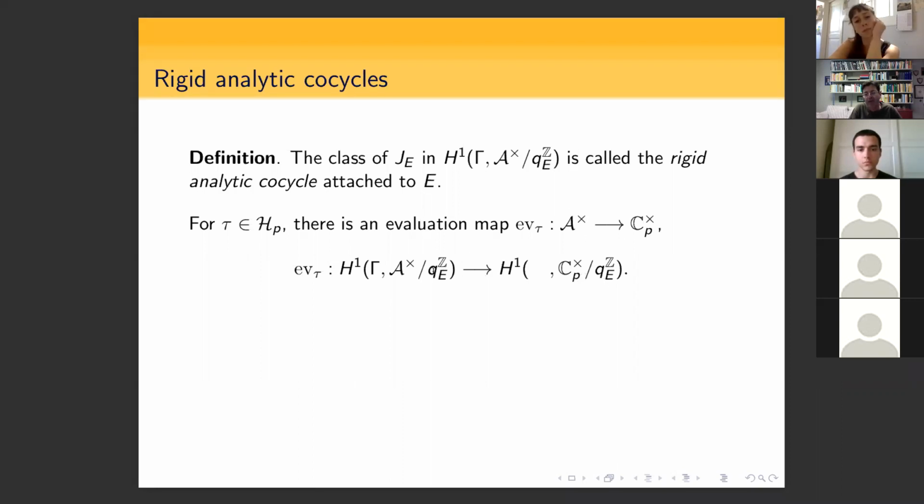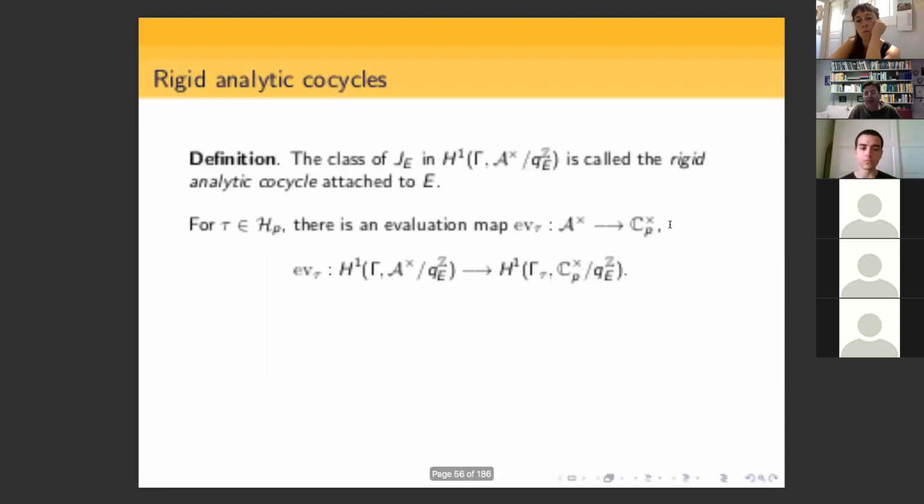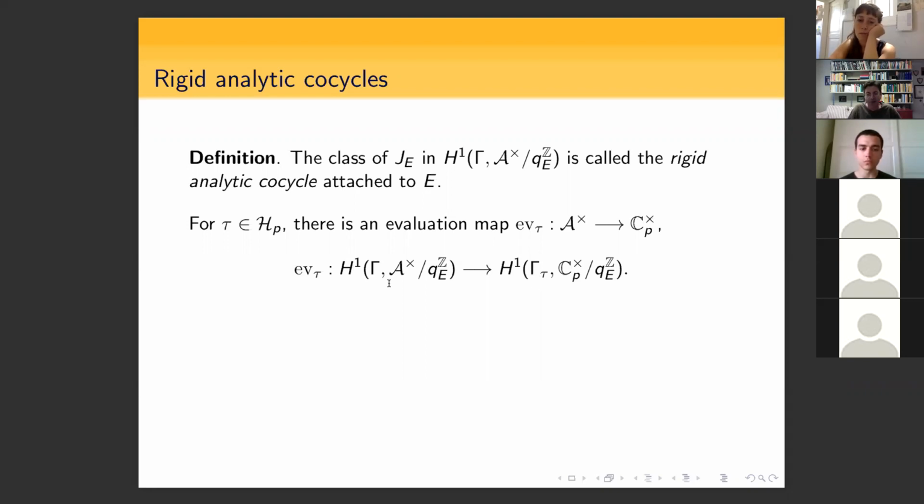However, we have to be careful because the evaluation is not Gamma-equivariant. The group Gamma is permuting the elements of the p-adic upper half plane, and so this evaluation is not compatible if we endow C_p star with the trivial action of Gamma. However, it is equivariant under a subgroup, namely the stabilizer of tau in Gamma, which I denote Gamma tau. So we have a natural map like this. And of course, if the stabilizer of tau is trivial, then the target of the evaluation map is trivial, and this map is not very interesting.